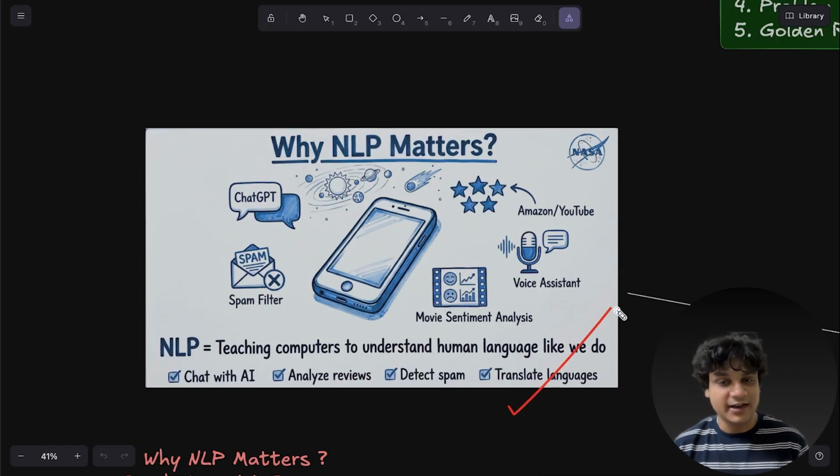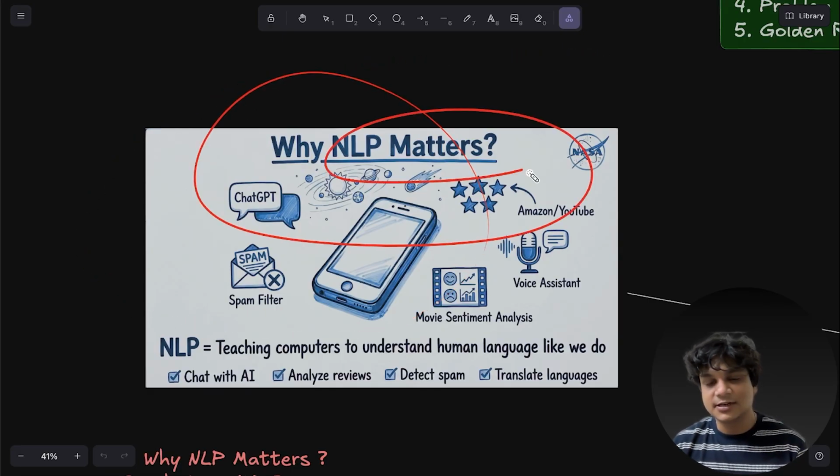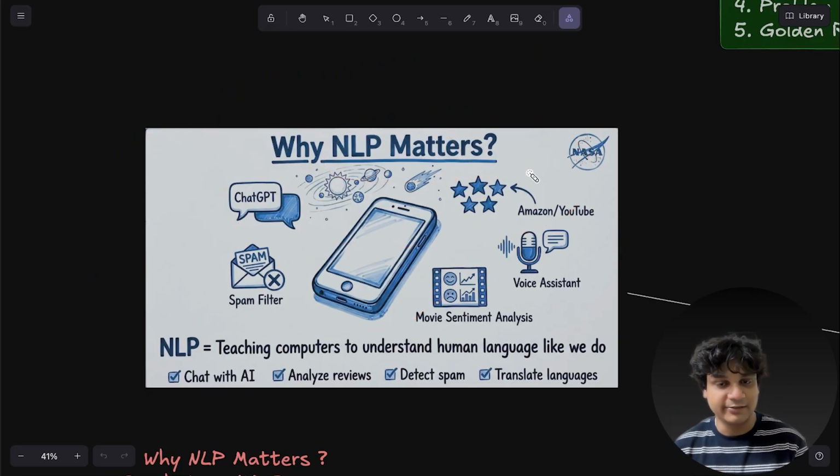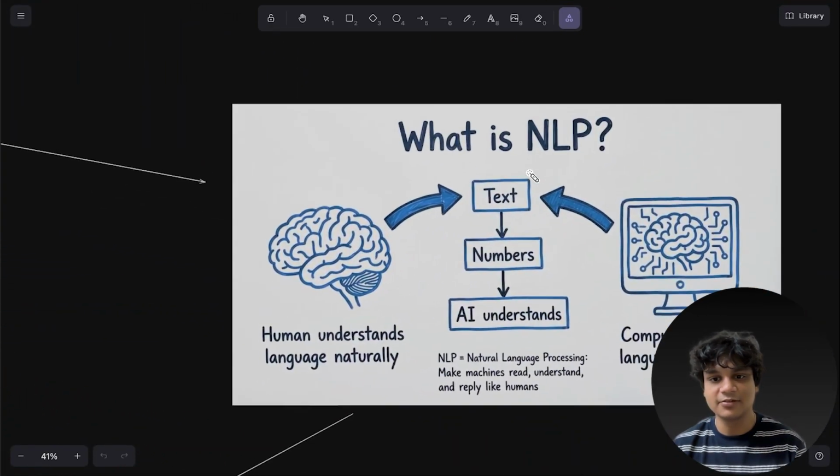Okay, how does the email AI assistant do all these things? Then again, text translation. All these things come under the periphery of NLP, natural language processing, right? So yeah, what is NLP, guys?